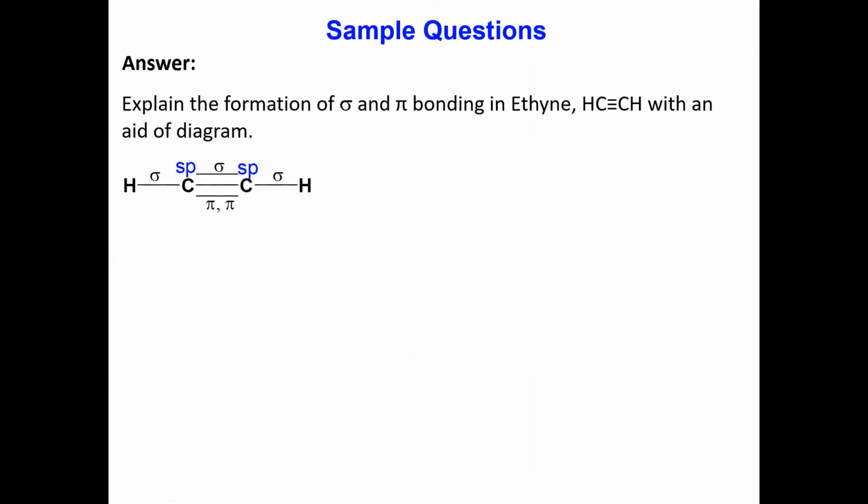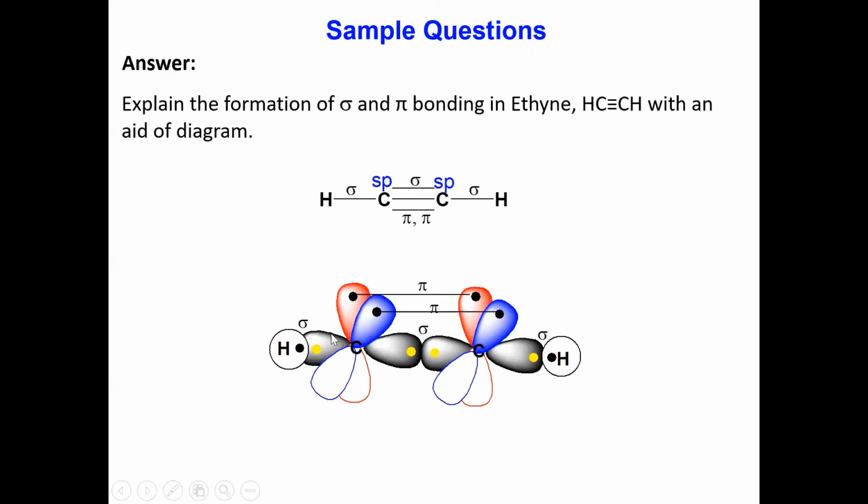Explain the formation of the sigma and pi bonds in ethyne with the aid of an orbital diagram. So we know that it's sp hybridization. In sp hybridization, the angle is 180 degrees. So for the sp orbitals, we need to draw them linear. These are the sp orbitals, and there are 2 p orbitals that are not hybridized.